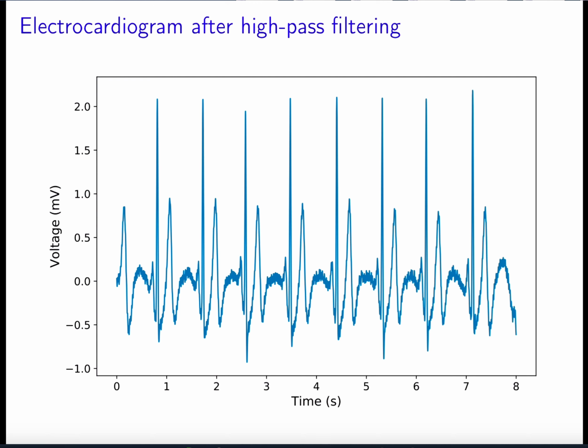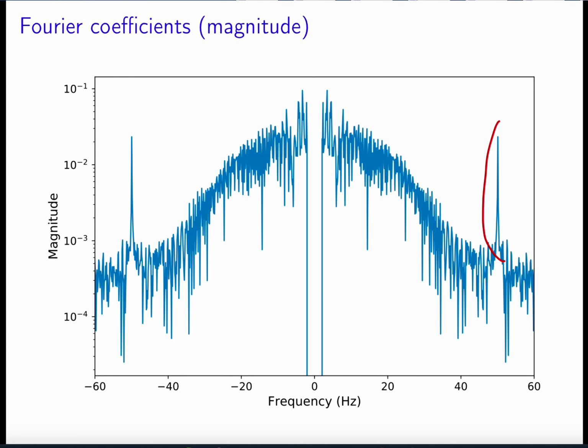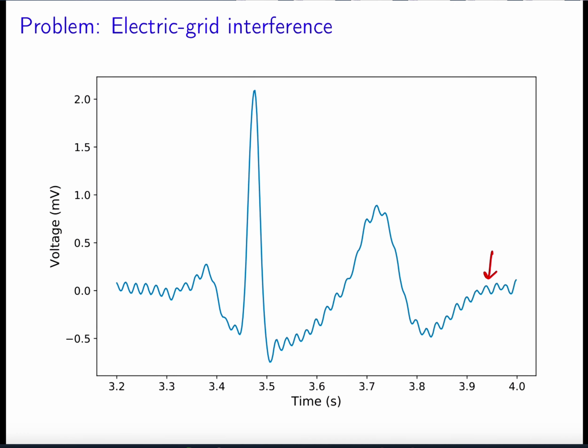Okay, are we completely happy? We're not completely happy because we still see these noisy, high frequency oscillations here that clearly do not correspond to heart activity because they're way too fast. And this is precisely this term here at 50 hertz that I was talking about before. So maybe think a little bit more, where do you think that comes from? And where that comes from, I will tell you, is actually from the power line. That's why it says here electric grid interference.